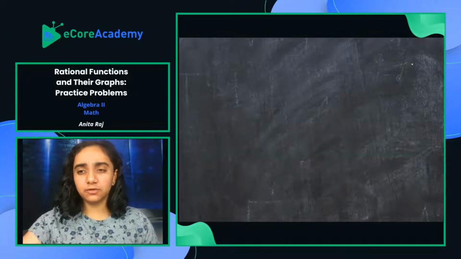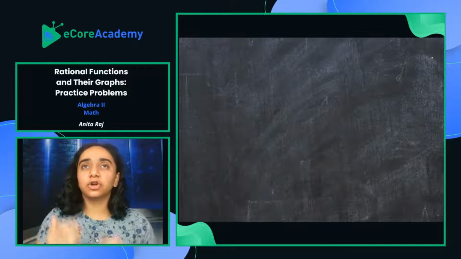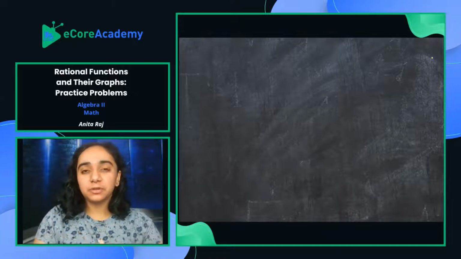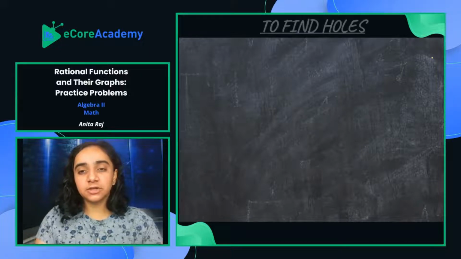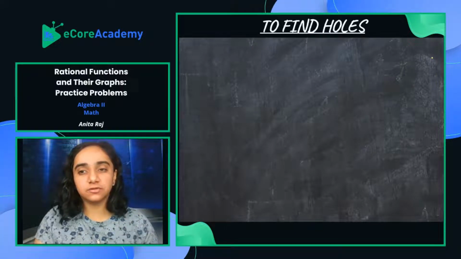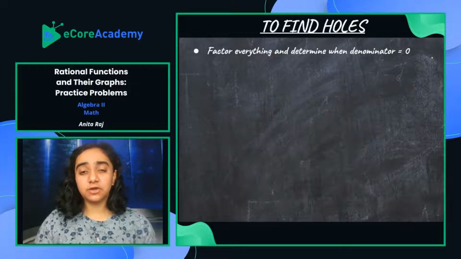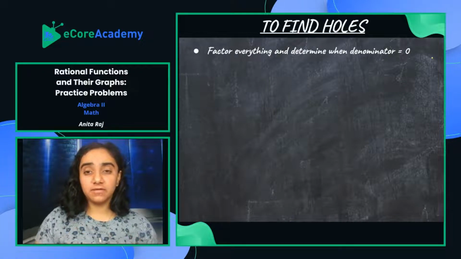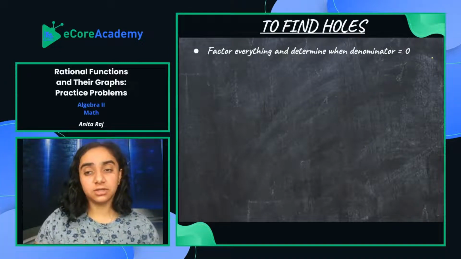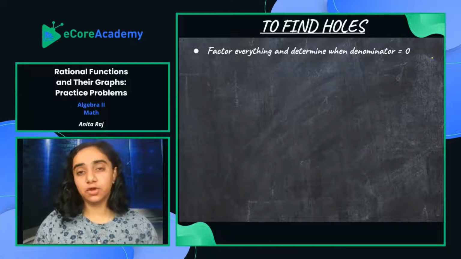Like I promised, we're first going to be reviewing how to determine and graph holes, vertical asymptotes, and horizontal asymptotes. So let's first talk about how we find holes in a rational function. First, you want to factor everything and determine when the denominator equals 0. If we have f of x equals p of x over q of x, where p of x and q of x are both polynomials, you first want to factor p of x and q of x. Then you take the factors of q of x, the denominator, and set each of them equal to 0.